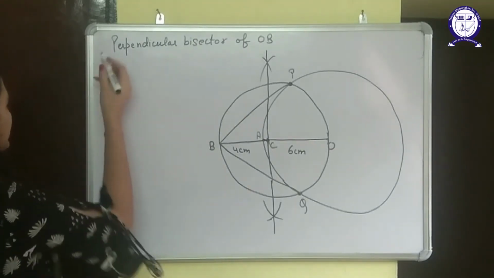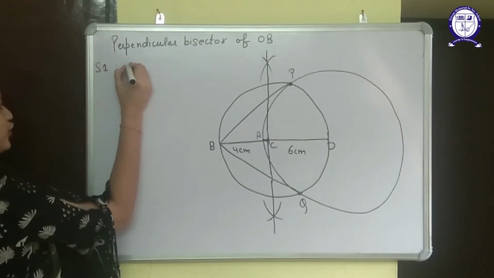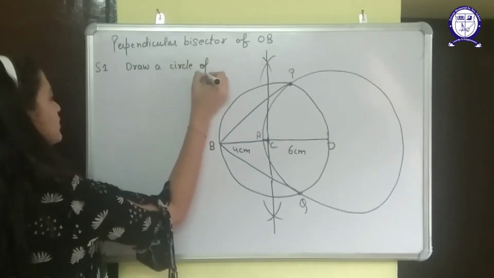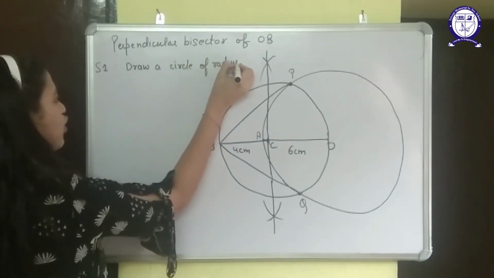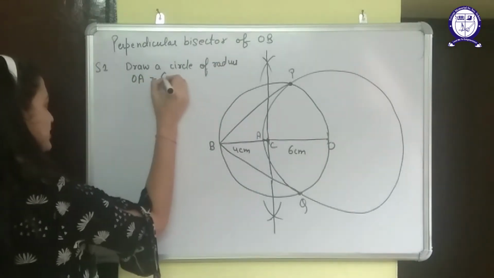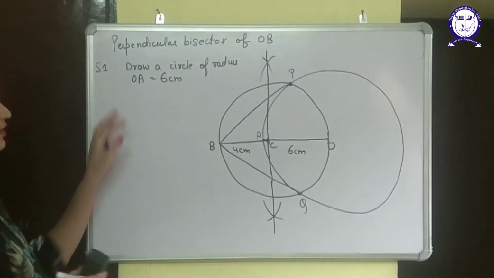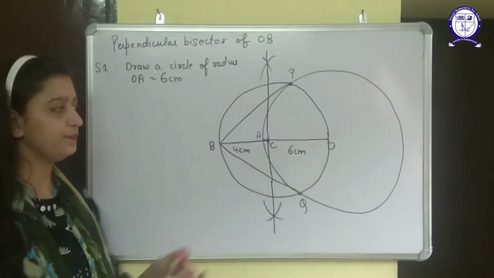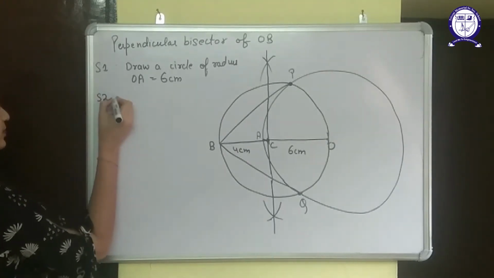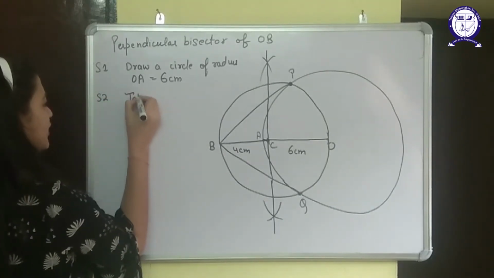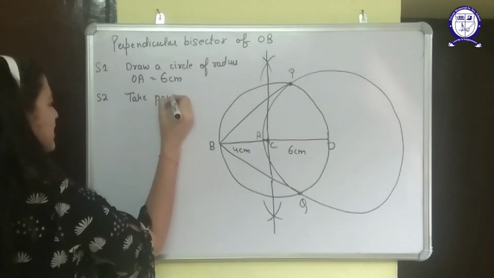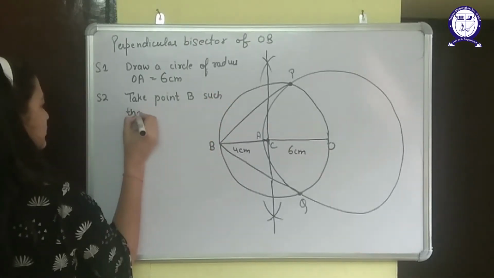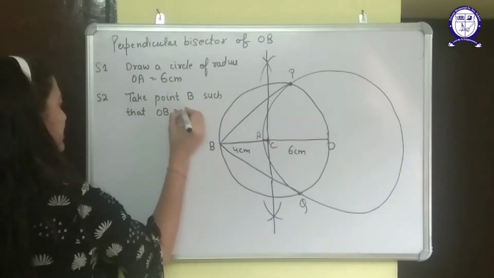What was my step 1? Draw a circle of radius OA equals to 6 centimeter. You also need to write the name of the radius. First one was draw a circle. Then the second step was take point B such that OB is equal to 10 centimeter.